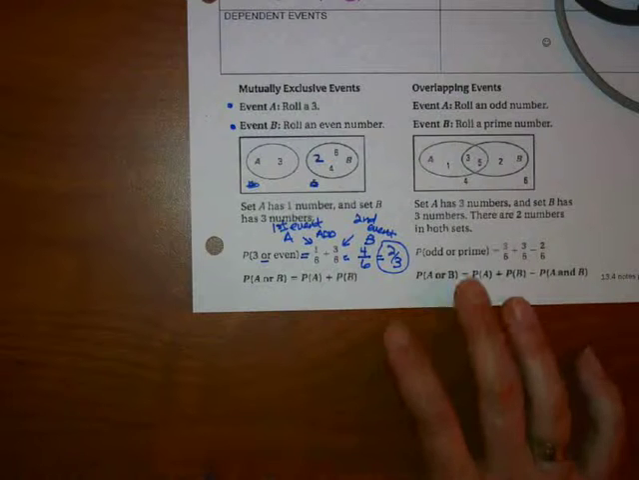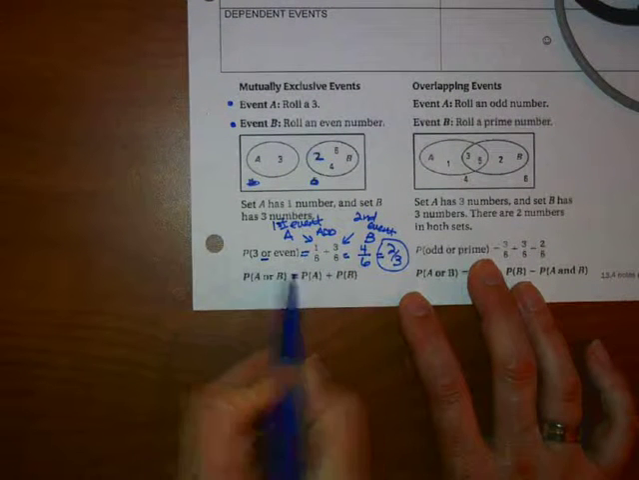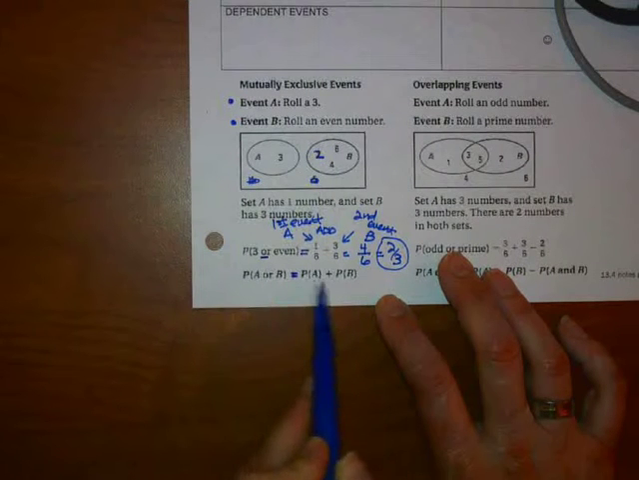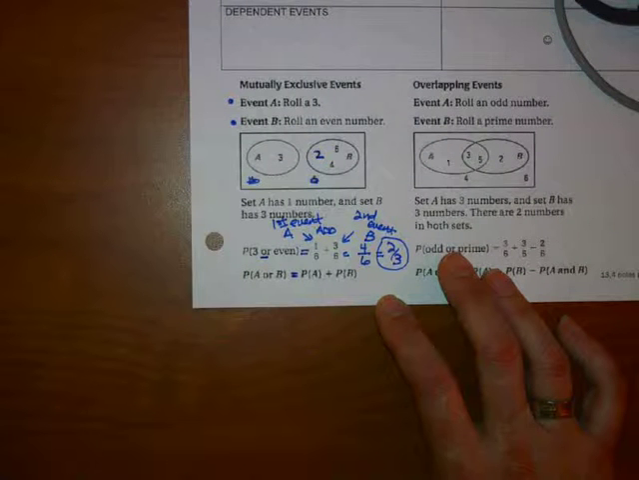Okay? Down here is just the general formula. It says the probability of A or B occurring, these are your events, is equal to the probability of A plus the probability of B. So you just add the two probabilities together. Okay? They're not affected by each other.